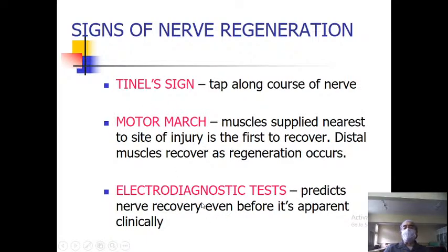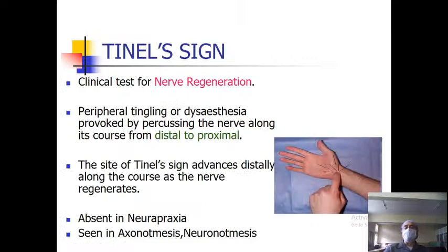And these electrodiagnostic tests predict the nerve recovery before it appears clinically. Clinically, it may or may not be seen, or if the examiner is lax or the patient is not cooperative, it is very difficult clinically to make out whether the nerve is regenerating or not. But electrodiagnostic tests will definitely tell us whether the nerve is getting repaired or not.